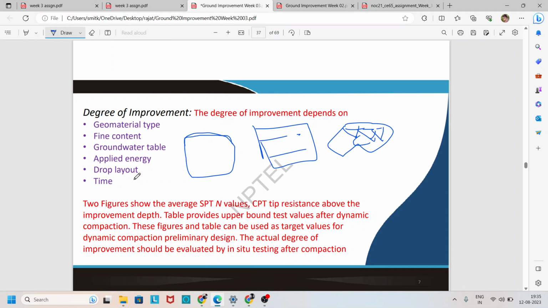Also time. Time in the sense that when we apply it in clay soil, time is required to gain its strength, because thixotropy properties apply to clay soil. That means it regains its strength. So for that the time is required. Also the time is required to dissipate the excess pore pressure. So these are the factors which govern deep dynamic compaction.